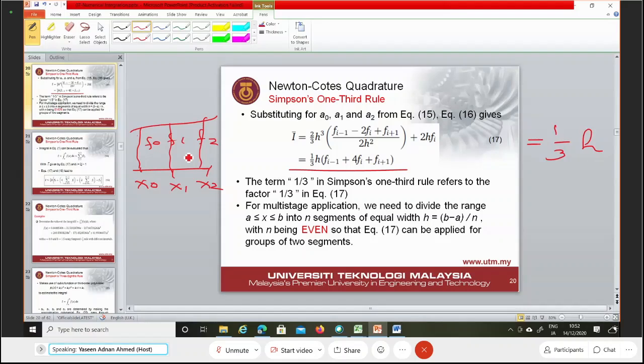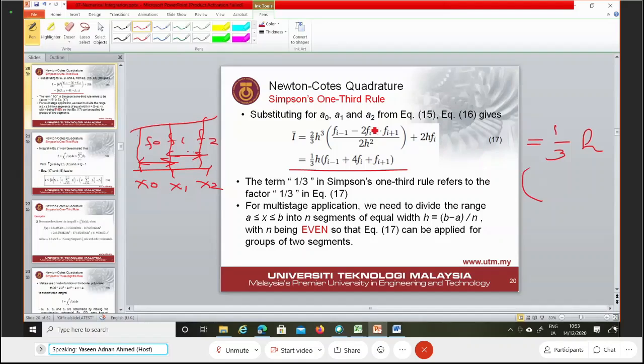H is this one. In this case, H is (B minus A) divided by 2, right? If you don't want to make things complicated, just consider that H is from here to here and this H is from here to here, and both H should be the same, because x1 is the midpoint of x0 and x2. And then you need to consider the multiplier. You remember in the trapezoidal rule, what I said: the first and the last should be 1 and all the intermediate should be 2, 2, 2, 2 like that.